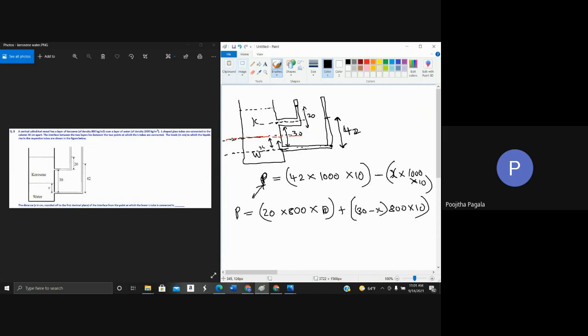Similarly, if you come from the kerosene side, you have initial depth 20 ఉంది. And further 20 నుంచి కిందకి ఎంత ఉంది? 20 నుంచి కిందకి you have 30 minus x. So 20 into 800 into 10 plus 30 minus x into 800 into 10. This is going to be the pressure from the kerosene side. But both these pressures should be equal because రెండు సేమ్ డెప్త్ దగ్గర క్యాలిక్యులేట్ చేశాం కదా. Both of these pressures should be equal. That way you can calculate x.